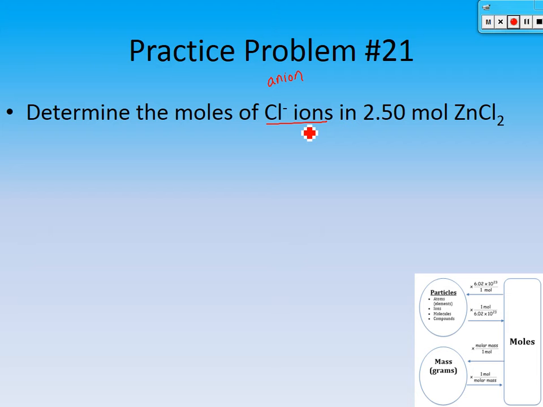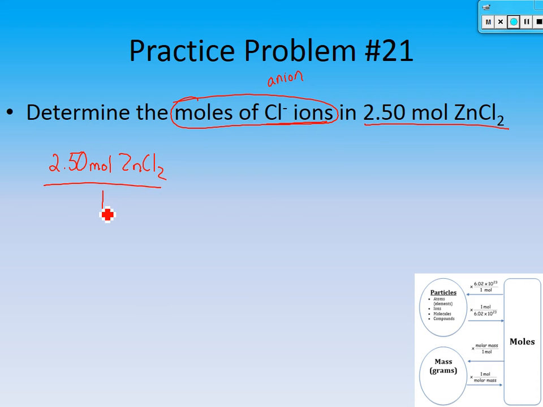What are we underlining? Yeah, 2.5 moles of zinc chloride. What are we circling? Moles of chlorine ions. Okay. Step 2 is write down what they gave us and put it over 1.